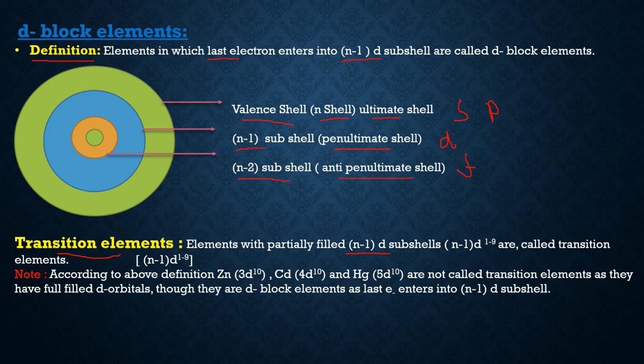Now according to this definition, the last element of the 3d, 4d and 5d series, that is zinc, cadmium and mercury, have a fully filled configuration, so they are not considered transition elements. But they are called D block elements because the last electron enters into the n-1 d subshell. Now this point is very important. इस साल बोर्ड में ये क्वेश्चन पूछा गया था कि why zinc, cadmium and mercury are not termed as transition elements though they are D block elements. So this is a very important point.